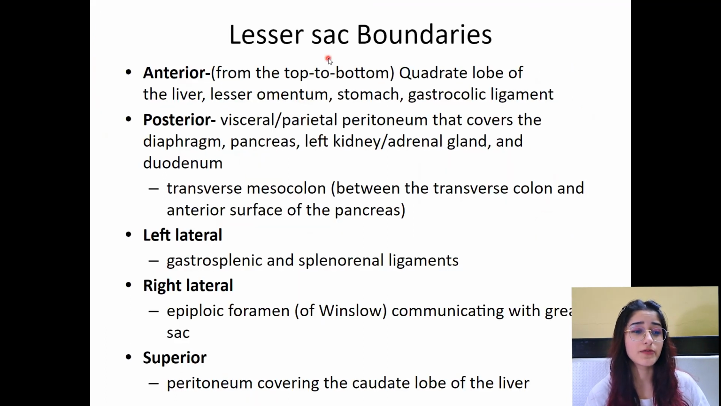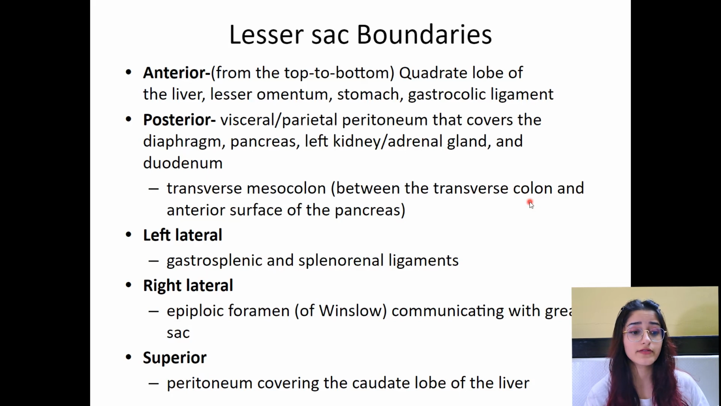Now lesser sac boundaries, it's not an interesting topic, but sometimes questions might be asked. So lesser sac, or the omental bursa, is just behind the stomach. Anteriorly will be the caudate lobe of liver, lesser omentum, obviously the stomach and the gastrocolic ligament. Posteriorly will be the peritoneum covering diaphragm, pancreas, left kidney and duodenum. Also the transverse mesocolon.